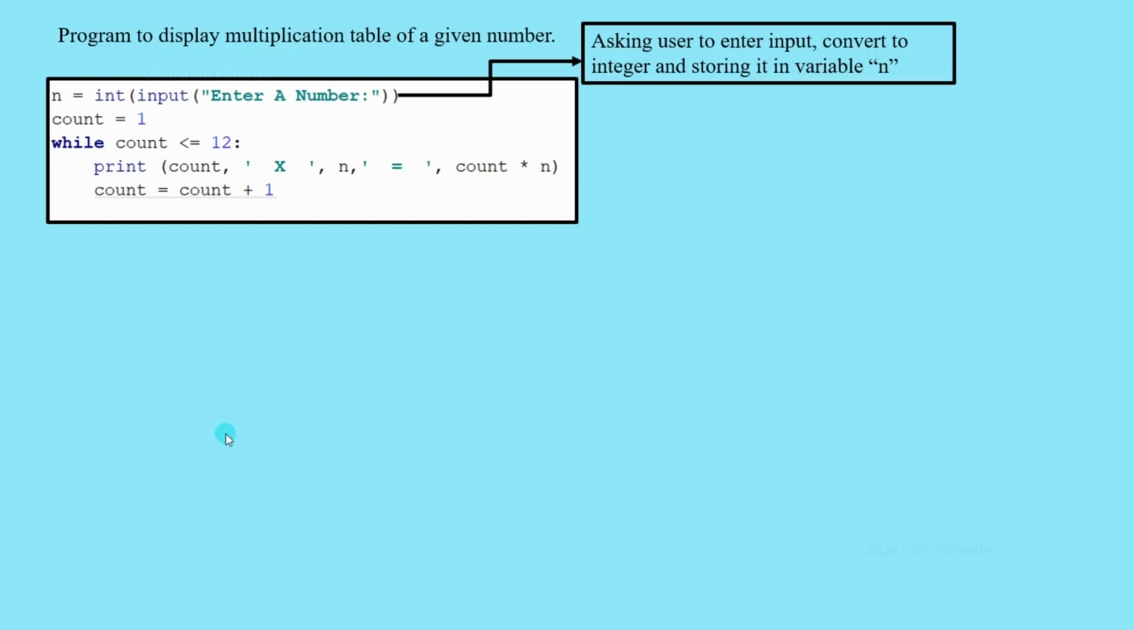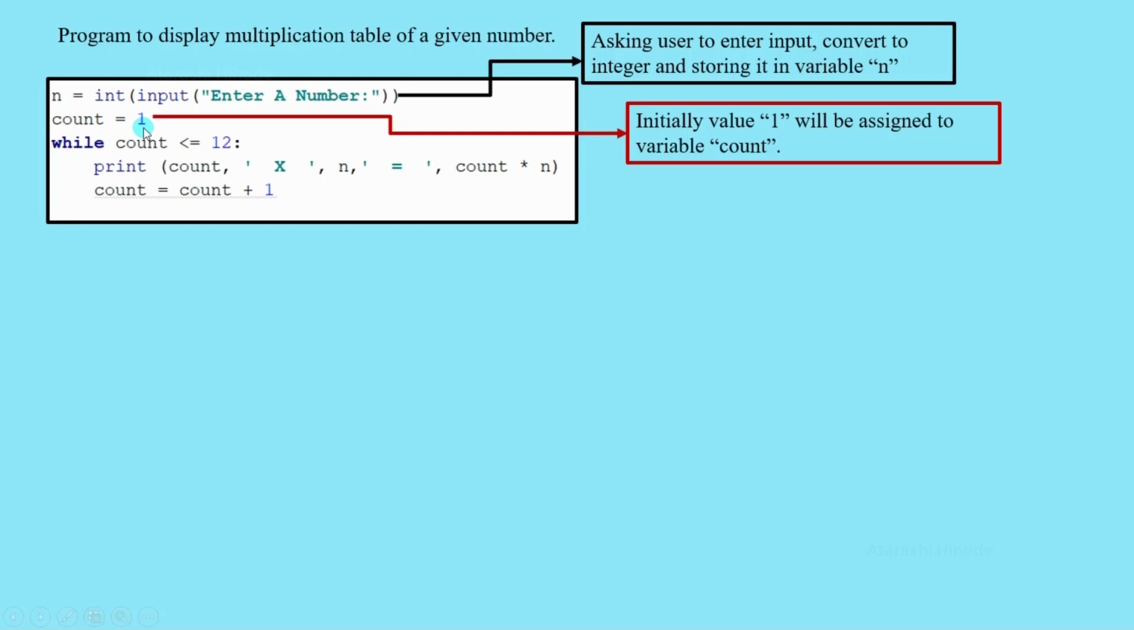So we will be using the int command in order to convert the string data type to our desired integer data type. And now we will be assigning this value to our variable, which is on the left-hand side of the assignment operator, that is n. Now the Python interpreter executes the second statement, that is count is equal to 1. Here the integer value 1 will be assigned to our variable count.